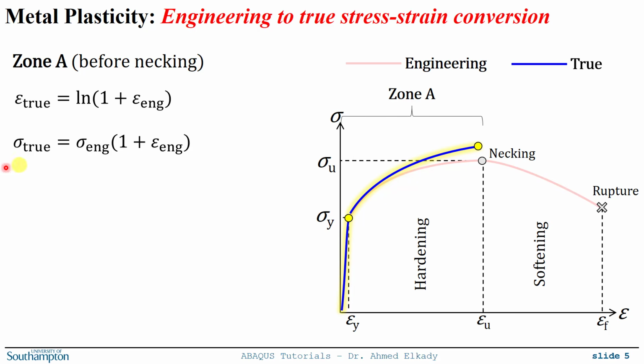So what happens with this conversion? Just notice a couple of things here. When you do this conversion, the engineering strain values are going to become less. So the true strain is a little bit less than the engineering. That's why you see here this point at epsilon u, at the ultimate engineering strain, is going to move a little bit inside with respect to the strain. So there is some shift inside.